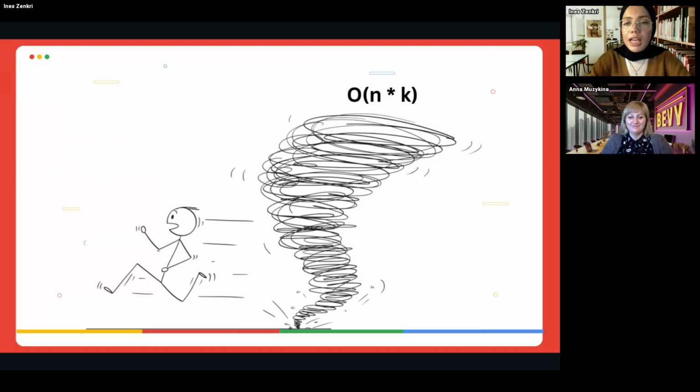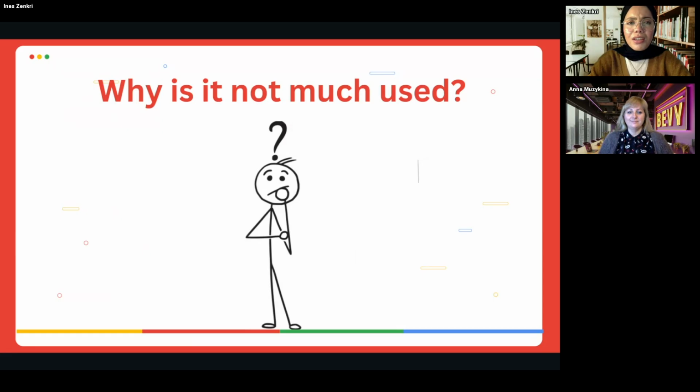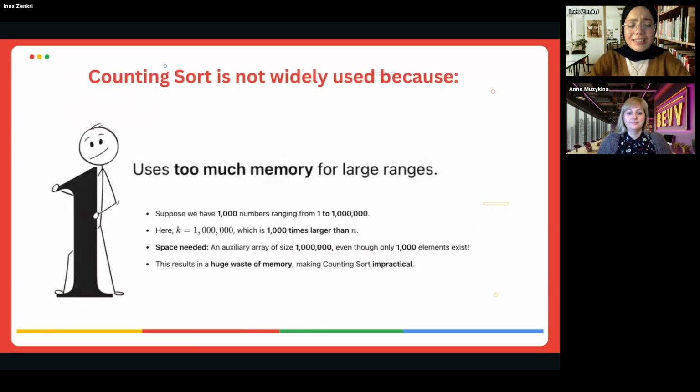And if k is actually smaller than n, then we will have big O of n. So sorting will be done in linear time, which is super nice and super handy. But since we can do sorting in linear time, why are we actually seeing all the other sorting algorithms, from merge sort to quicksort, and also insertion sort, selection sort, heap sort, and many others? So why don't we just use counting sort? Why isn't it that popular? Well, basically, it takes too much memory.